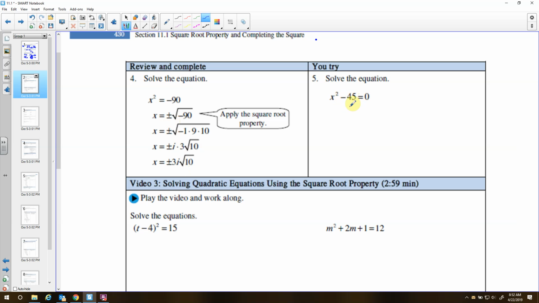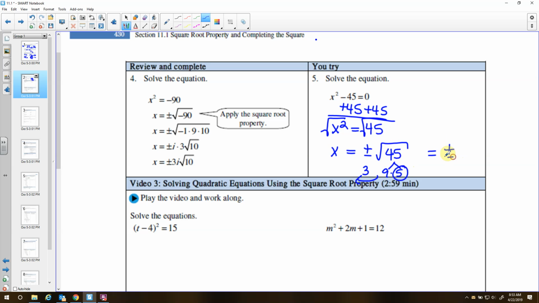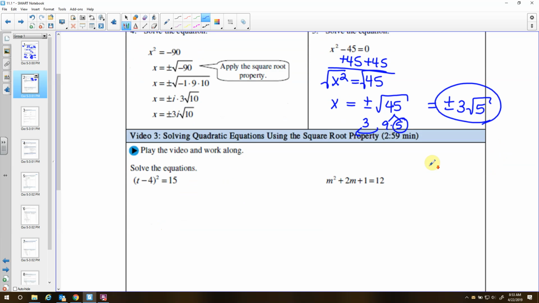Alright, x squared minus 45 equals 0. We're going to add 45 to both sides. So we get x squared equals 45. And then to solve that, we square root. So x equals plus or minus the square root of 45. Well, I think about 45, and that's 9 times 5. So the 9 comes out as a 3, and the 5 will stay. So that's plus or minus 3 square roots of 5. Not so bad.